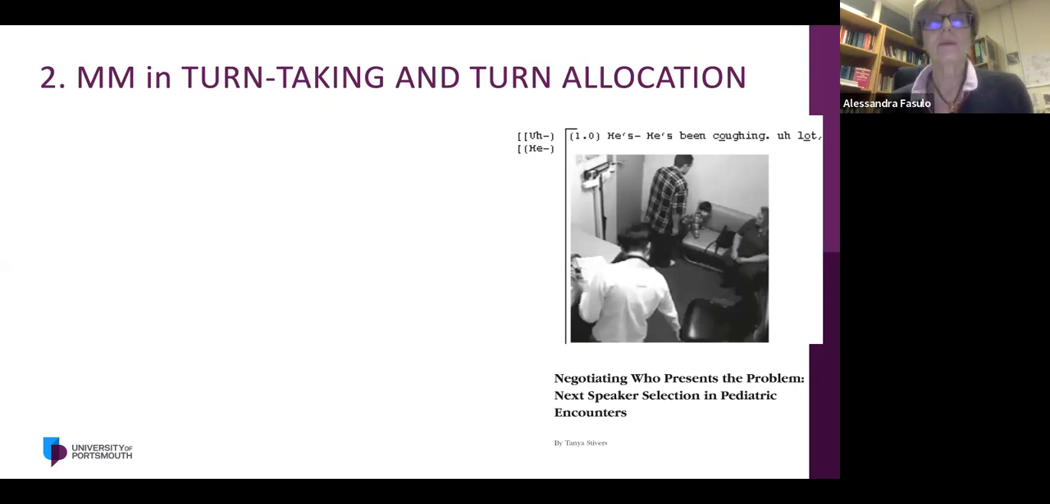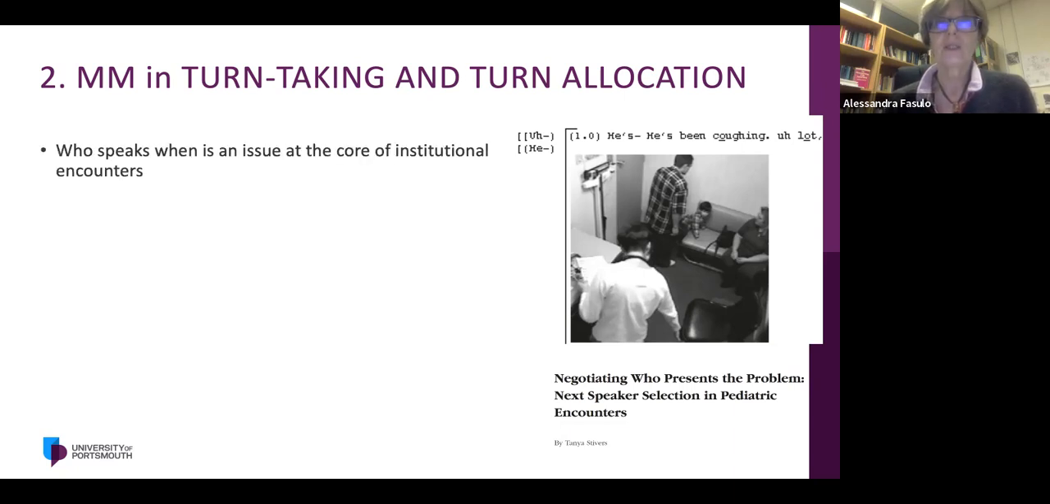Second area was multimodality in turn-taking and interaction location. Just to say, like the authors say, who speaks when is really at the core of institutional encounters. There is an example by Tanya Stivers that has been discussed in many papers, which presents the problem in pediatric encounters.